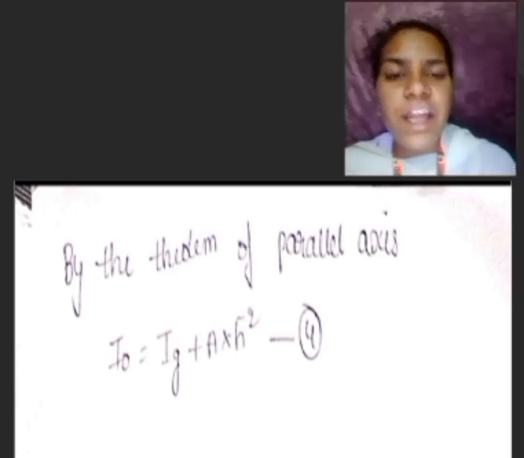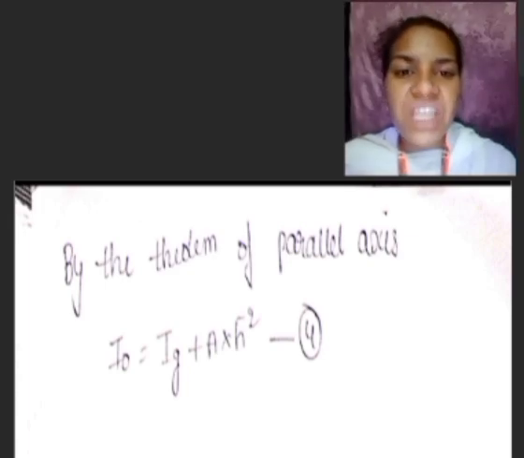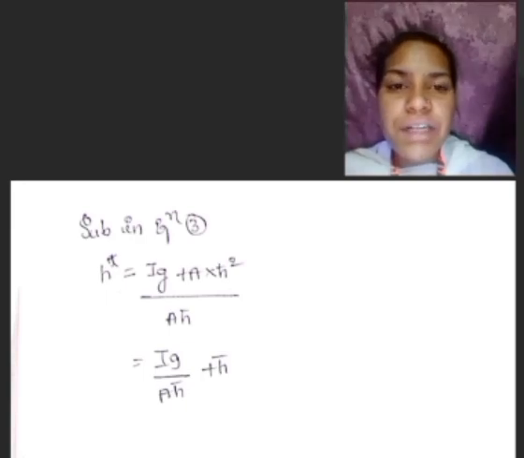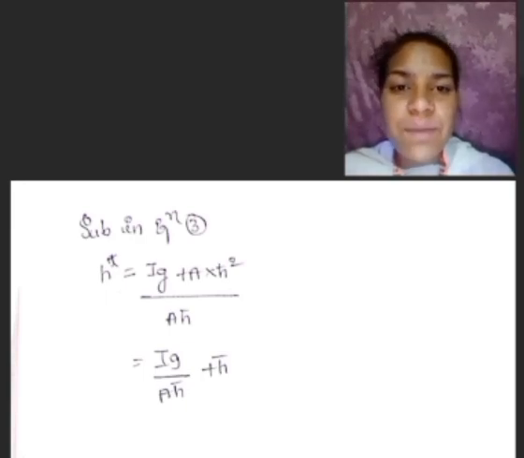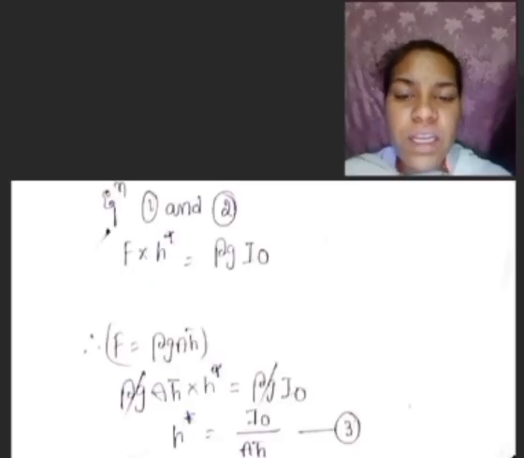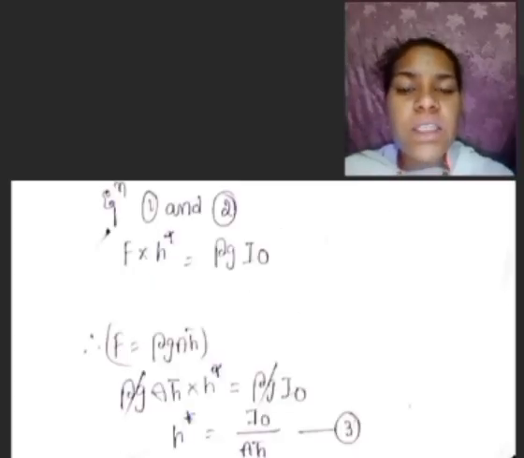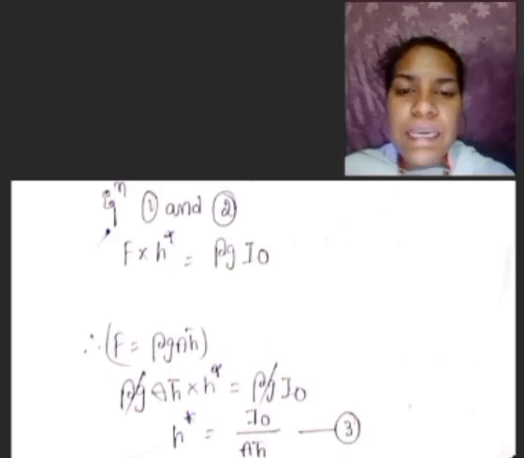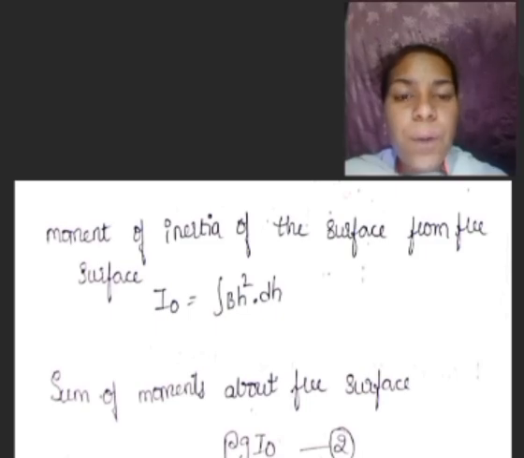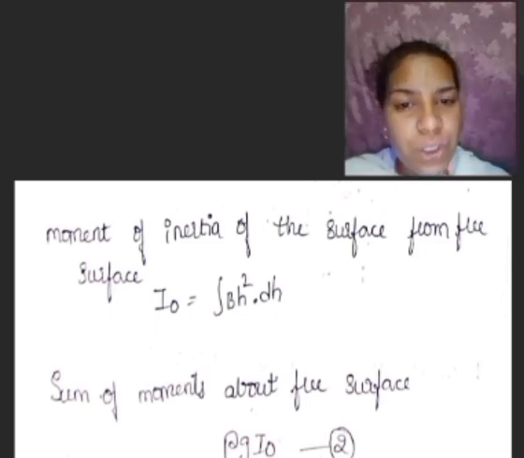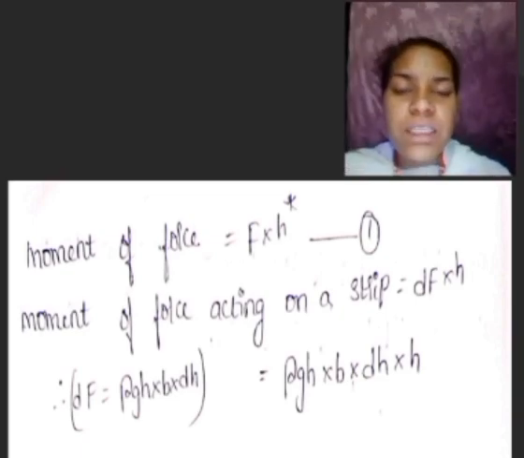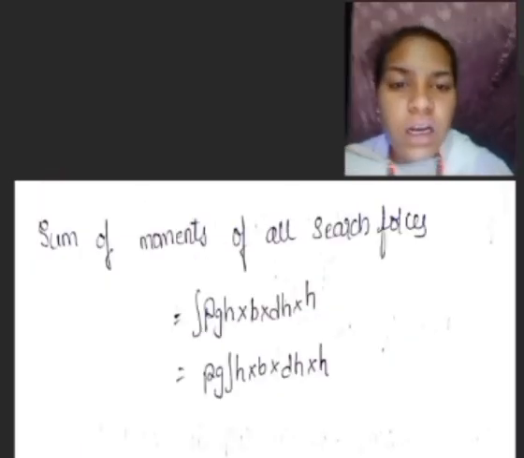Finally, we have the equations 1, 2, 3, 4. That fourth equation we will substitute in equation 3. Equation 3 means h star is equal to I naught by a h dash. This is equation 3. And rho z I naught is equation 2. F into h star is equation 1.